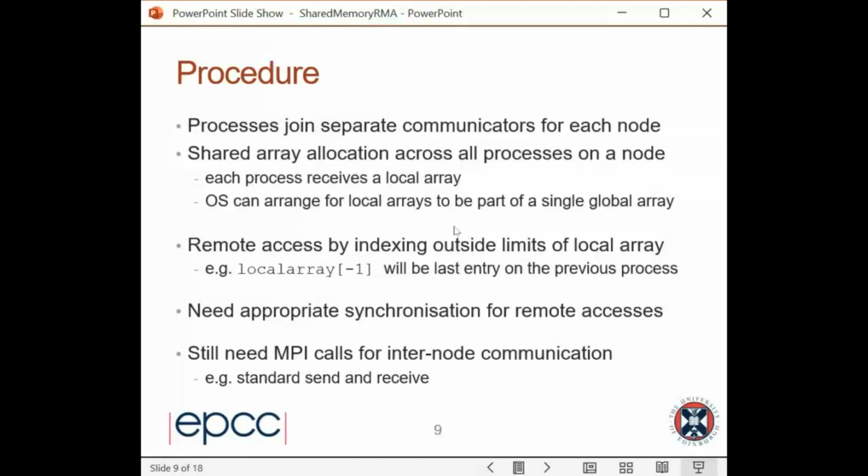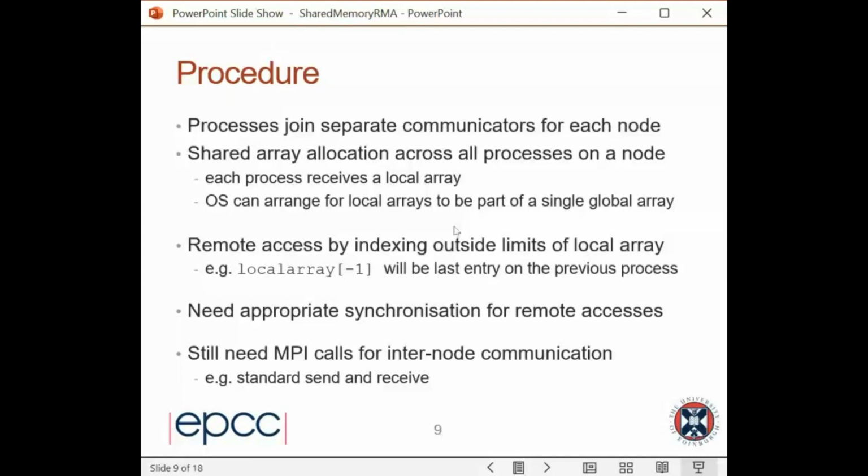And that means you can do something which is rather nasty, but works. You can access outside the limits of your local array. So local array of -1, instead of being an invalid entry, is the last entry on the previous process. Local array of n is the first entry on the next process. So it sounds like a rather nasty thing to do, but this is what you do. You do a shared array allocation. You get given a small array, but it is actually the operating system that has arranged for that to be a subsection of a larger global array.